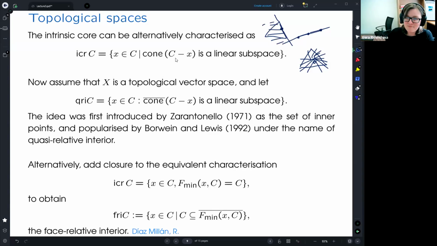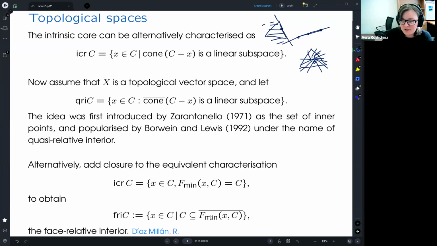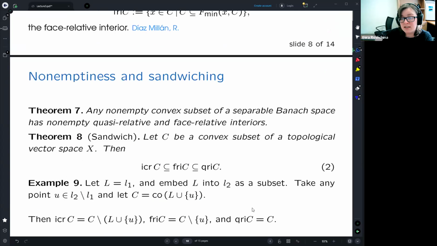So for quasi-relative interior, we take the closure because we have topology, so we can take closures. But take a closure of that and demand that it's a linear subspace. And amazingly, this set is non-empty in a lot of settings. Also with Rainier, we recently introduced something that we call phase relative interior. So instead of taking closure in this definition, we take a closure in this basic definition of the intrinsic core. So we require that our convex set should be a subset of the closure of the minimal phase. And that also generates something that can serve as the interior and is non-empty in a very general setting.